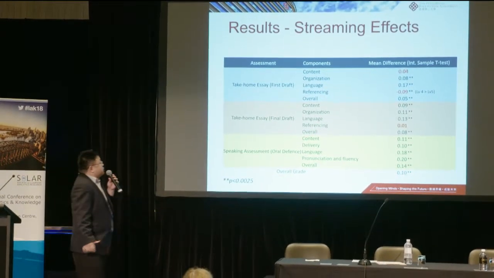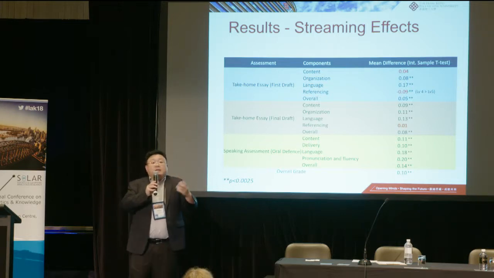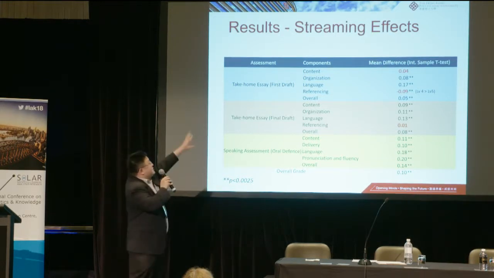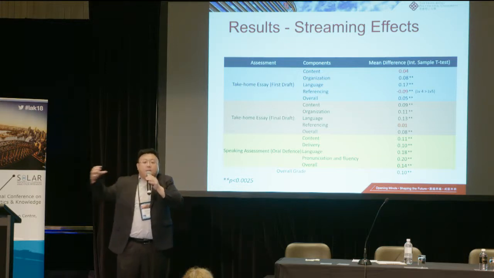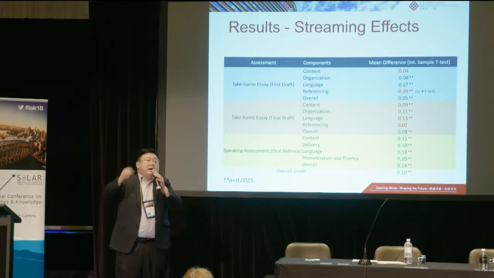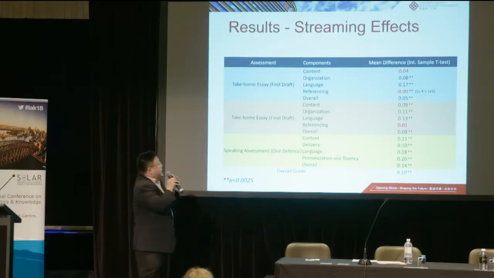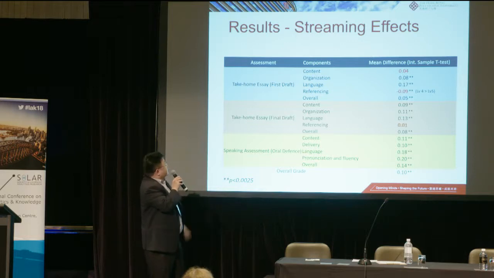To answer the first question, we basically retrieve the data and regroup the data based on which subjects they have taken. In the first one, we want to look at the streaming effects. So we process the data by merging all the students taking the same course and labeling them with the appropriate label, whether they're level 3 students, level 4 students, or level 5 students. Here you can see that we compare the results with independent sample t-tests. And we have 3 assessments in this course: the take-home essay first draft, final draft, and the oral defense.